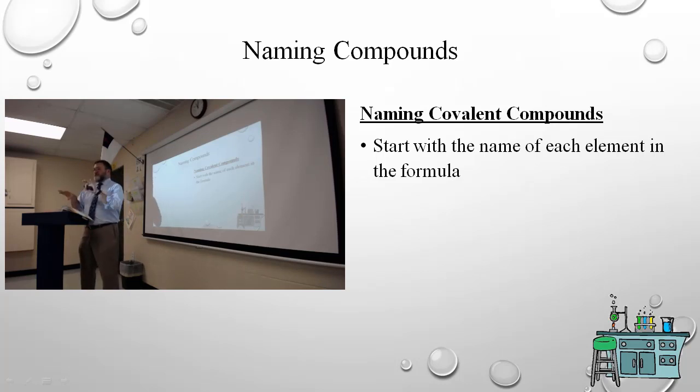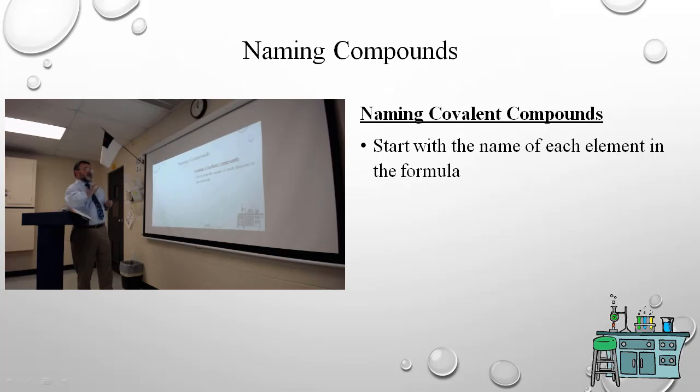So for me to say, well, one of the examples is carbon dioxide or carbon monoxide. I just can't say carbon oxide, because if I have carbon and oxygen, I can make more than one kind of compound out of that. So you need more information. And how do we get that more information?